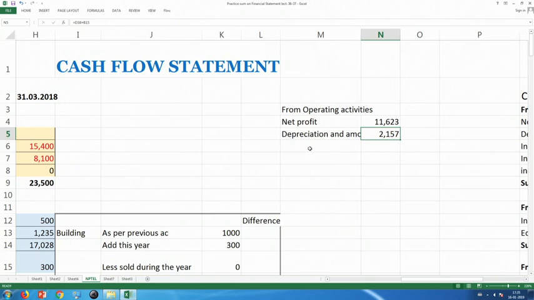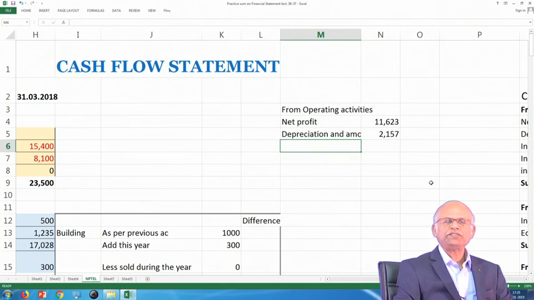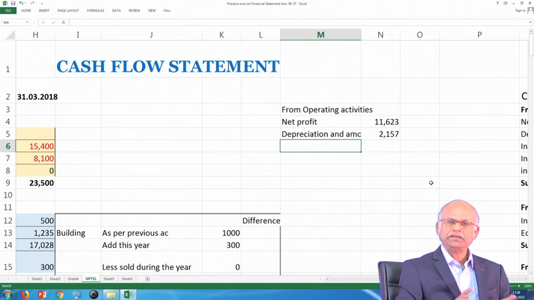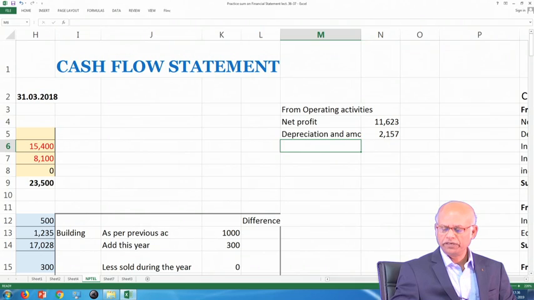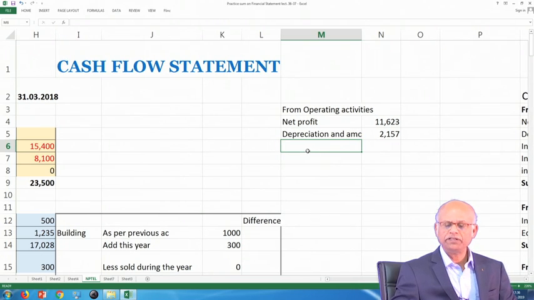Next item in the cash flow statement is adjustments in balance sheet items, most importantly the increase or decrease in current assets and current liabilities. Among current assets: increase or decrease in inventory, and increase or decrease in receivables. On the liabilities side: increase or decrease in accounts payable and bank loan. So these four items are to be taken into consideration here.